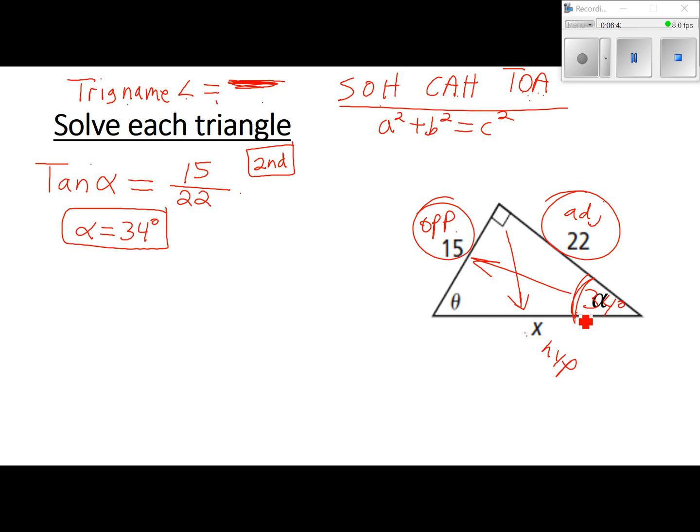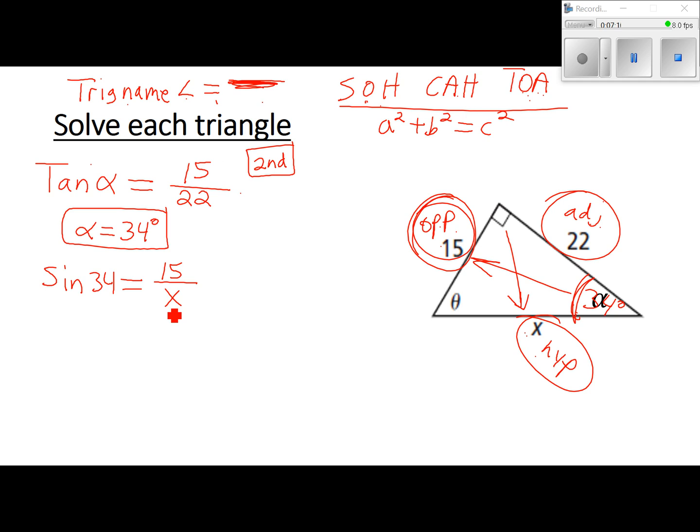And since we already got the triangle labeled opposite and adjacent and hypotenuse according to that, I'm going to deal with the opposite, and this time I'm trying to find x, so I'm going to deal with the hypotenuse. So opposite and hypotenuse tells me I'm using the sine. So I set up my equation, sine of our angle, which is 34 degrees, equals the opposite, which is 15, over the hypotenuse, which is x.